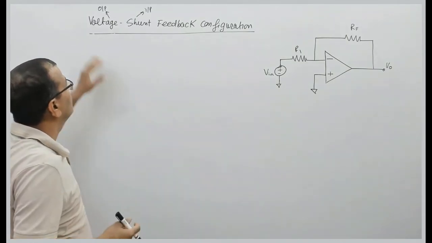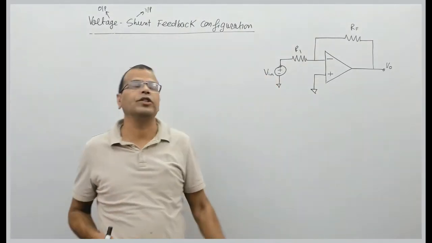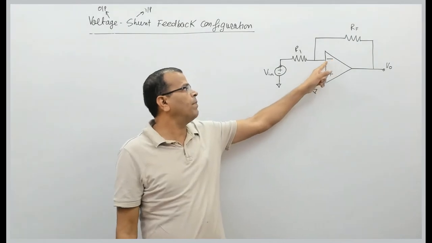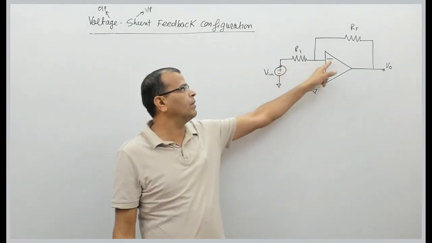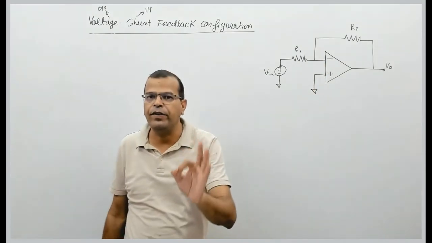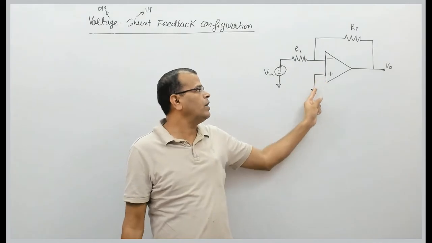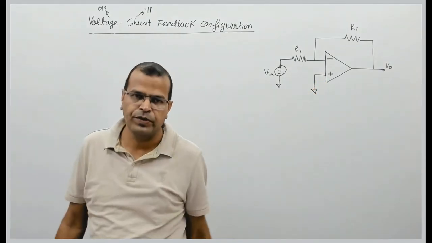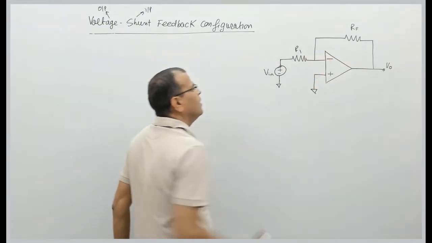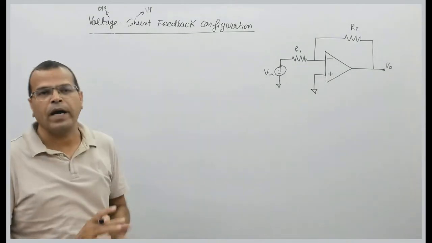So voltage shunt feedback configuration is nothing but this configuration. This is the inverting configuration. How is it the inverting configuration? I am applying the input signal to the negative terminal and feedback is also given at the negative terminal. So we have negative feedback and the input signal is also applied at the inverting terminal. The non-inverting terminal is connected to ground. So this type of amplifier, which is nothing but the inverting amplifier, is the voltage shunt feedback amplifier.